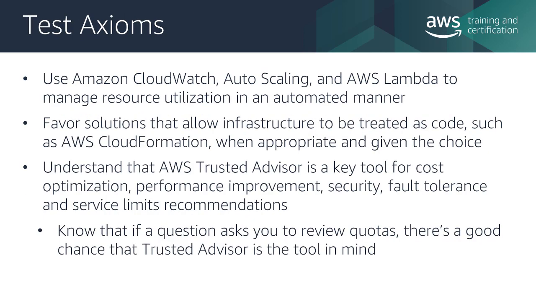Final thoughts on automation. CloudWatch, Auto Scaling, and Lambda can all manage your resources in automated functions. You always want to look at solutions that treat infrastructure as code: CloudFormation, OpsWorks, Elastic Beanstalk. You want to understand how Trusted Advisor works. Know how it's especially good anytime you're talking about quotas. See the word quota? You can almost guarantee Trusted Advisor is a correct part of the answer. All right, that takes care of automation.